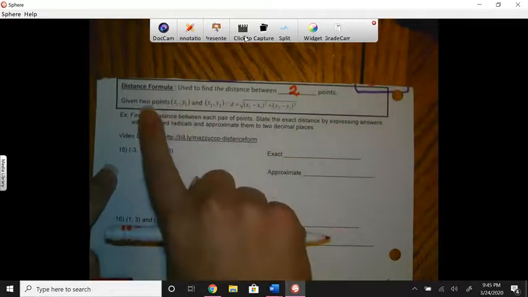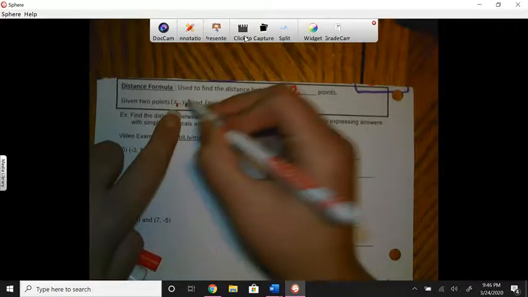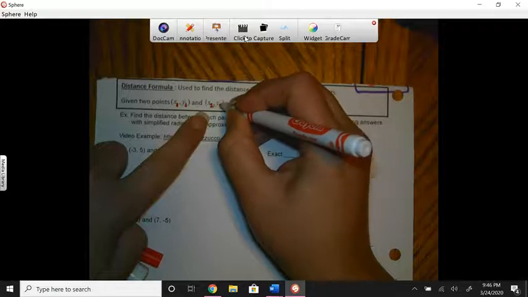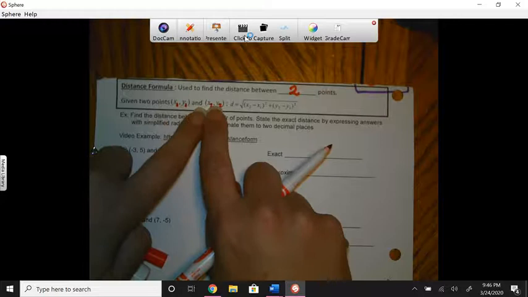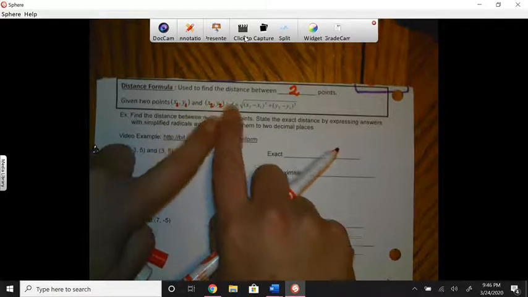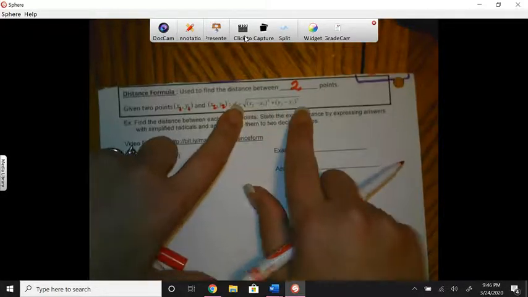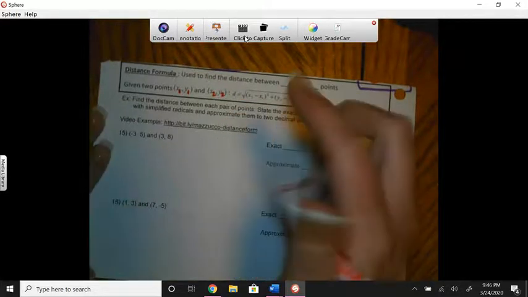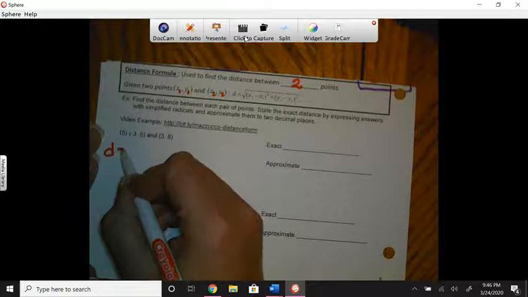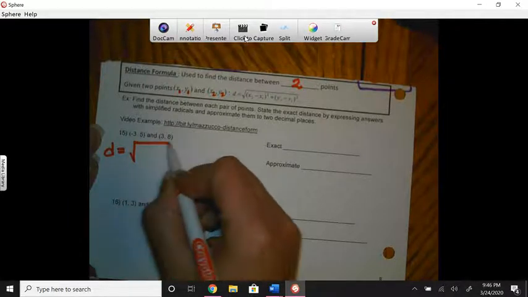So given 2 points, the little 1 and the 2 just correspond to the fact that we have a first point with an x and y, and a second point that has an x and y. We are given the formula here. The formula says to find the distance, you take the square root.